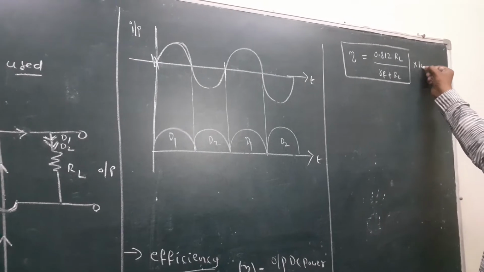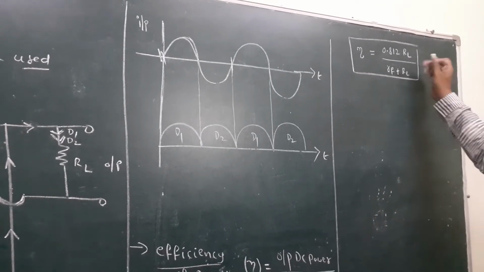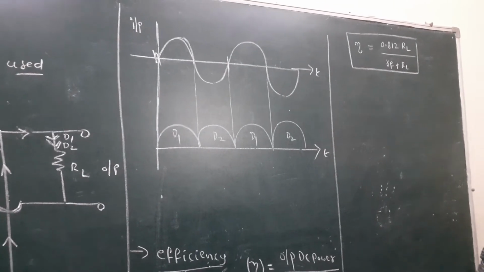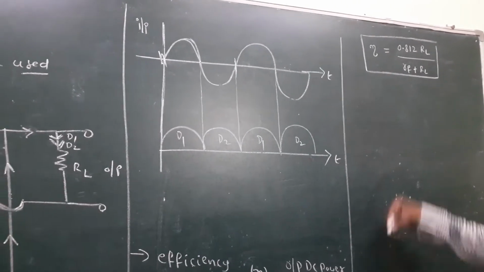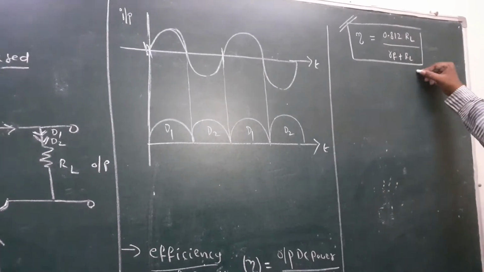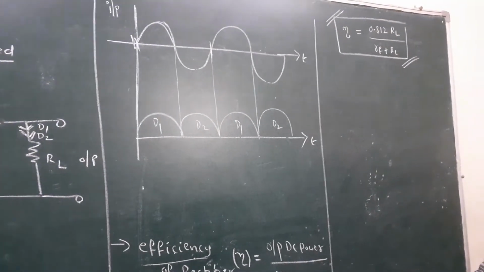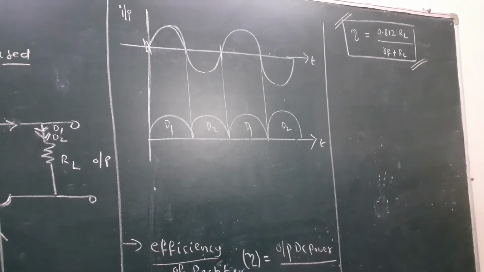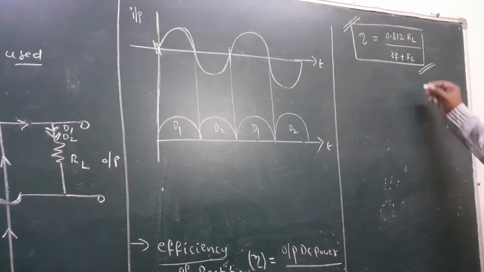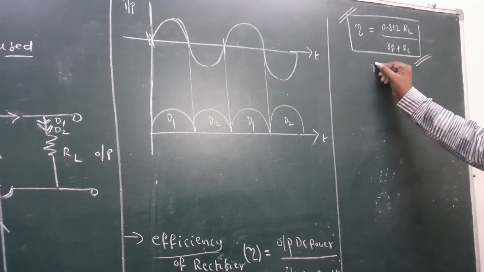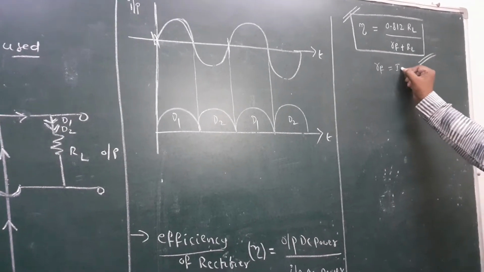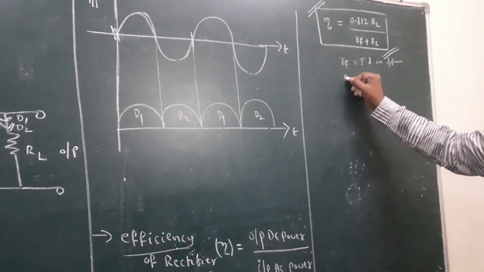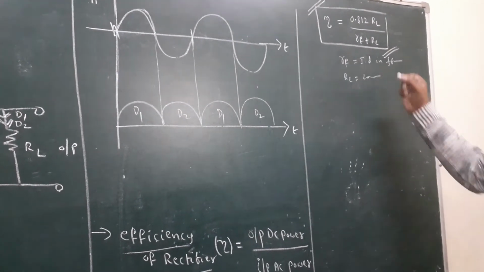Whenever we write a percentage, what should we multiply by? Multiply by 100. Then 0.812 becomes 81.2. What is the formula for the efficiency of the full wave rectifier? 0.812 RL by RF plus RL. Here RF is the internal resistance of the diode in forward bias, and RL is nothing but the load resistance.